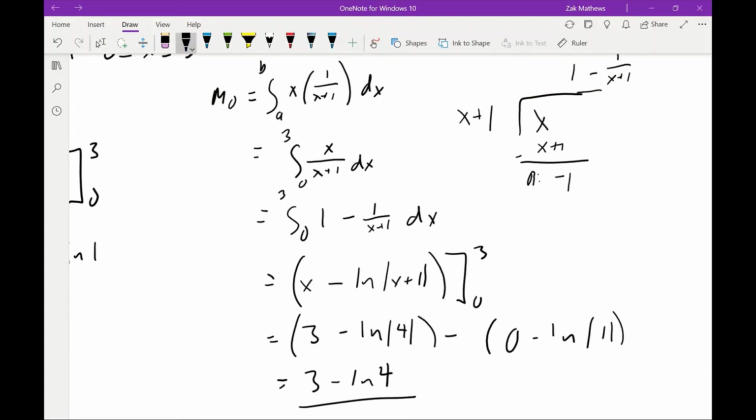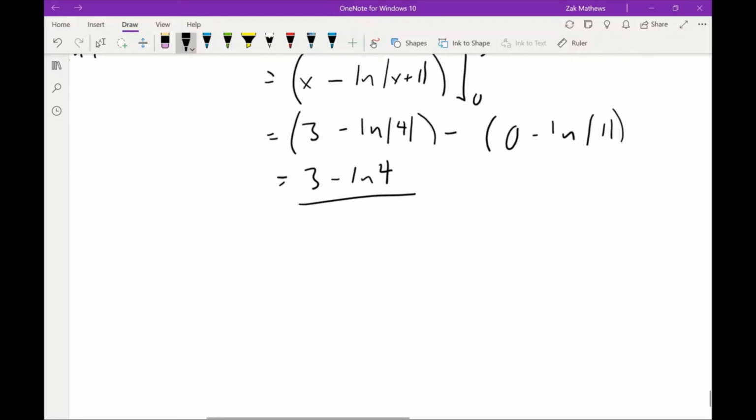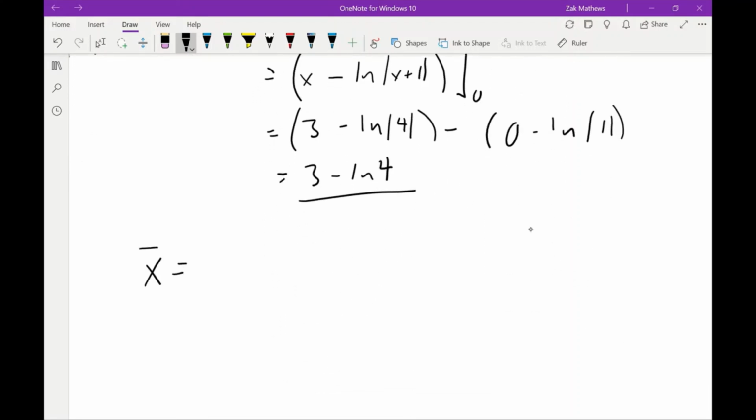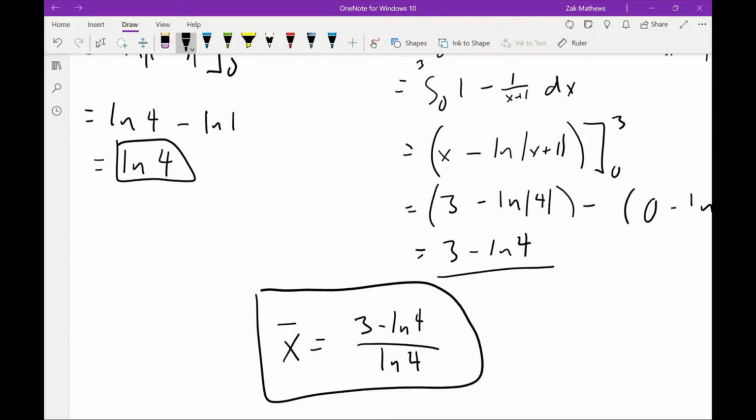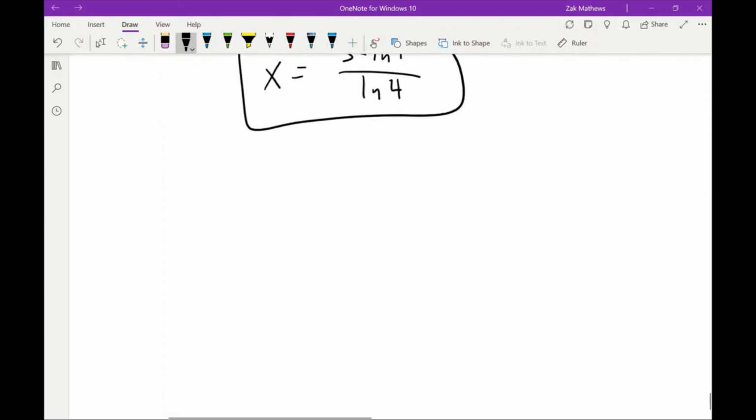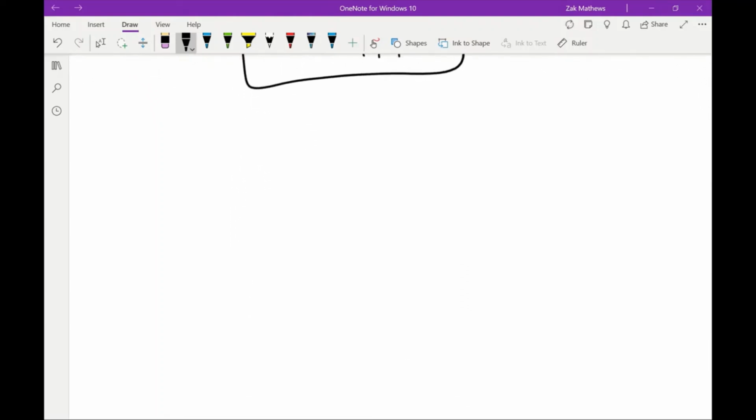And so then finally we need to calculate our center of mass. Center of mass x bar is equal to the moment, 3 minus the natural log of 4, over the natural log of 4, which was our mass itself. And so there's our answer. So once we have those equations, they're relatively simple calculations, simple integrals, we just have to know those equations. And like I said, I don't expect you to memorize all the formulas in this section. For the most part, I do want you to know formulas in this section. There will be a lot of them.